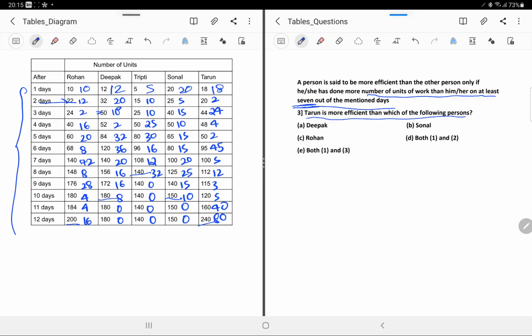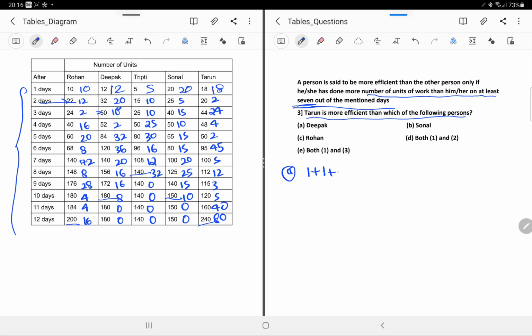Tarun is more efficient than which of the following persons? Let's compute. Now let's see for Deepak. For every day Tarun is working more, we will give him a point, and this has to reach 7. So let's see on day 1. On day 1 Tarun is working more, so he gets a point. On day 2 Deepak is working more, so 0. Then on day 3 Tarun is working more.